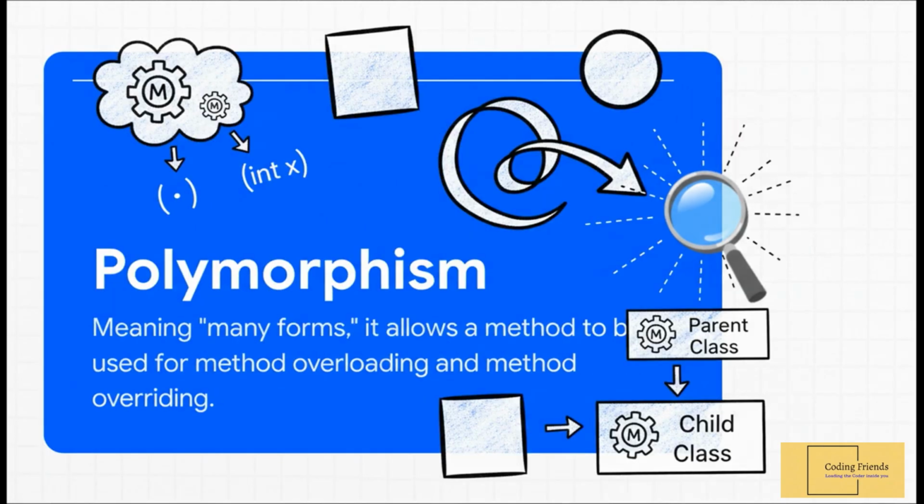And finally, we have polymorphism. Now, this word sounds complicated, but the idea is actually pretty cool. It literally means many forms. A great way to put it in Hindi is ek cheez alag-alag roop. One thing, but with different forms.